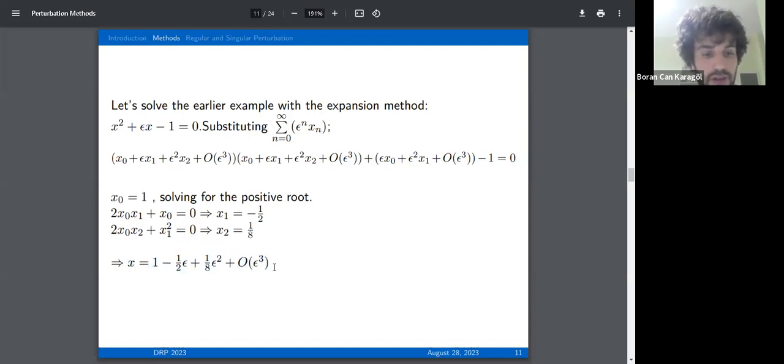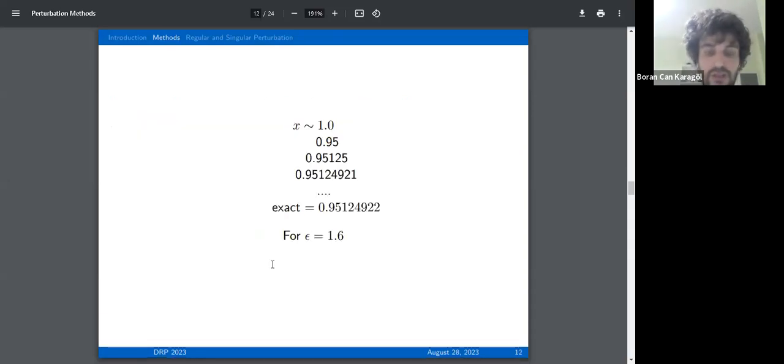And what is so useful about this way of obtaining an answer is that if you were to actually try to compute the exact answer, compared to finding a solution like this, it requires more running time for the computer. So it's a lot more efficient to use this method, as seen here. For epsilon equals 1.6, by the fourth term, we get pretty close to the exact answer. So it requires less running time to use the expansion method.